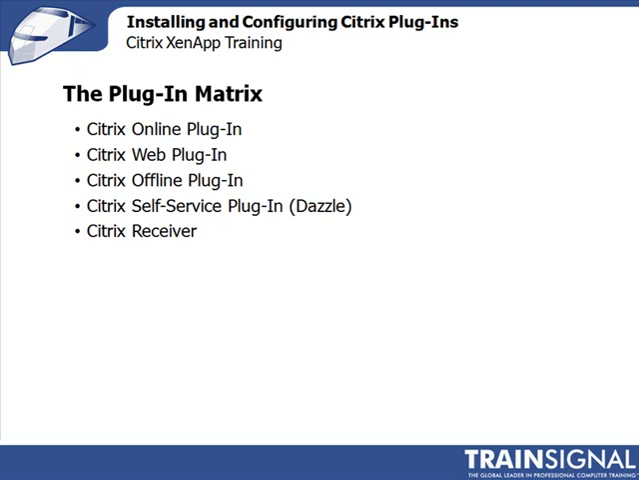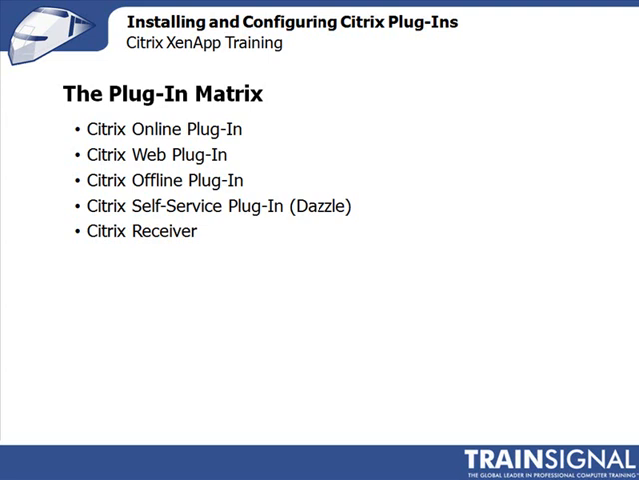So the plugin matrix. Citrix has a lot of plugins, and these plugins have been renamed over the course of years. Citrix has this flavor, this fling for colorful names. So we went from MetaFrame clients to online plugins and offline plugins and the use of the word plugin and so on and so forth. So the Citrix Online plugin is the main plugin or the main client that you use to connect to applications and resources, and that same plugin has many sub-features, as we're going to see a little later on.